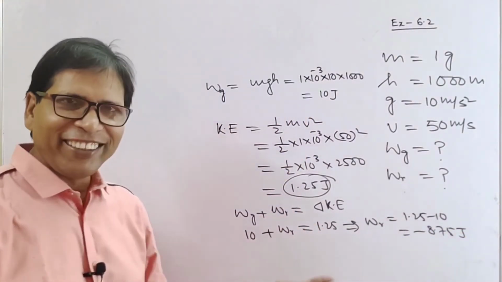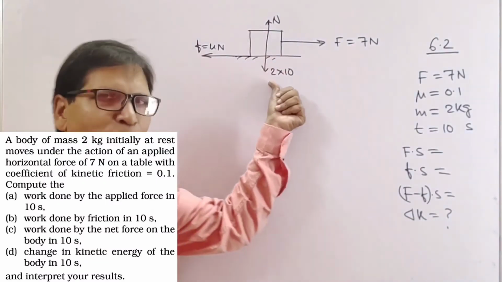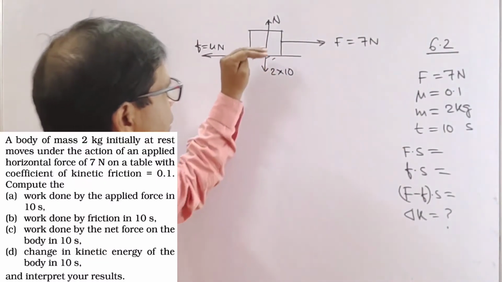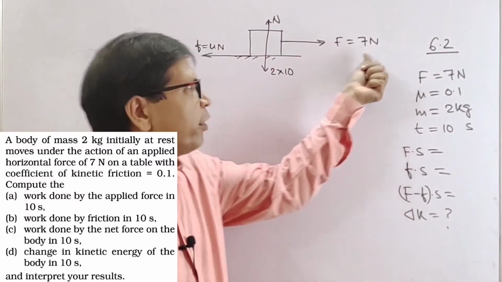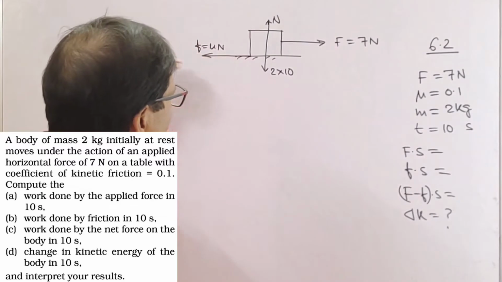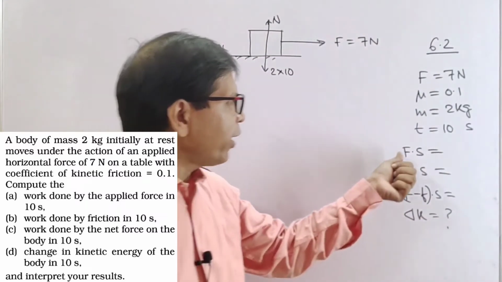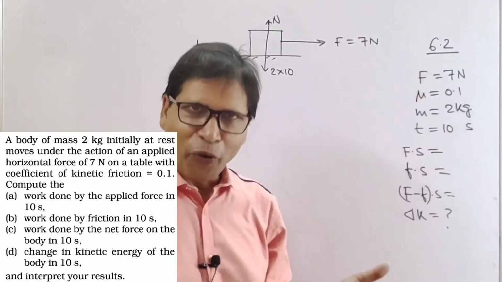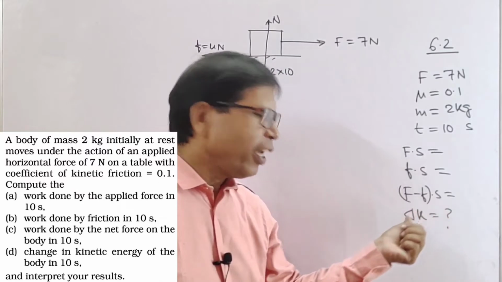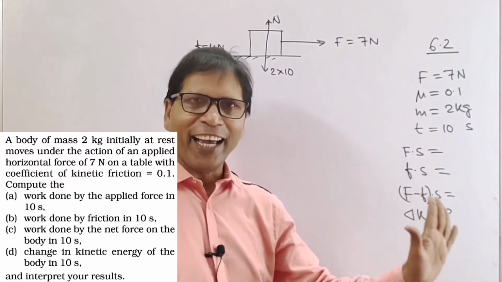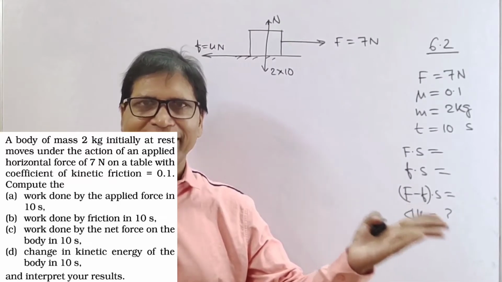Okay, understood? Next, a block of mass 2 kg is pulled by a horizontal force of 7 Newton. The force of friction acts in the opposite direction. Now we have to calculate the work done by this force, the work done by the force of friction, the work done by the net force and the change of kinetic energy. First of all, we have to calculate the displacement in 10 seconds.